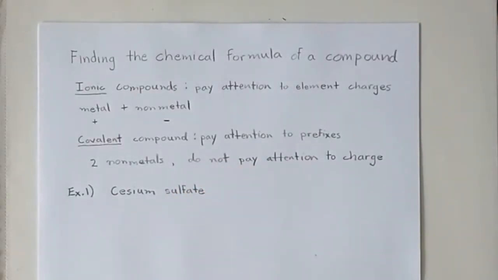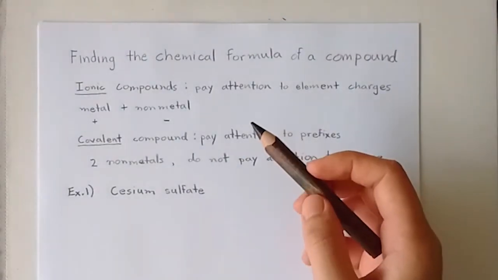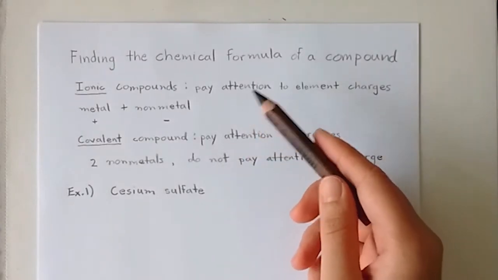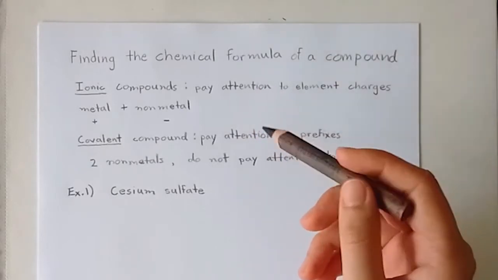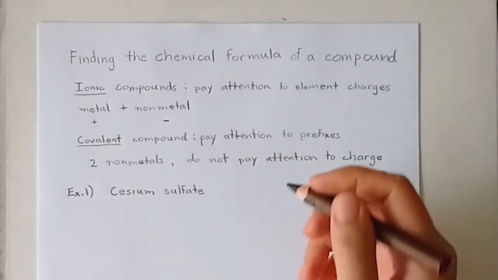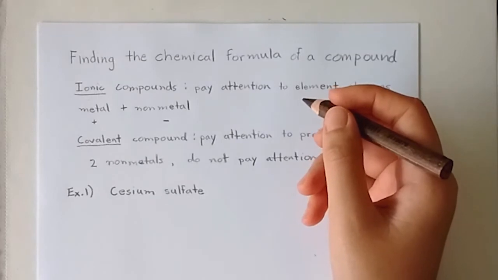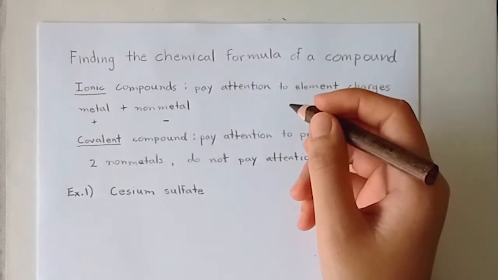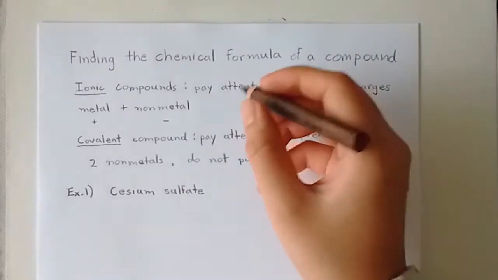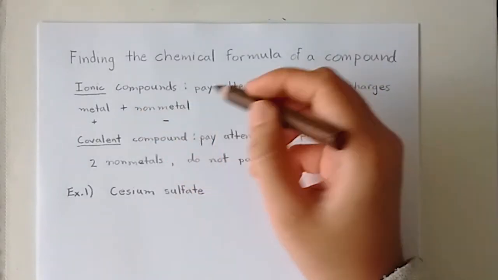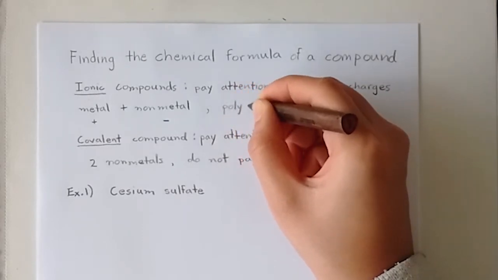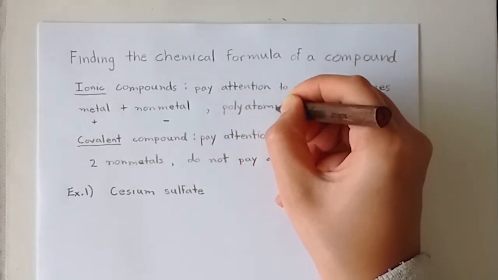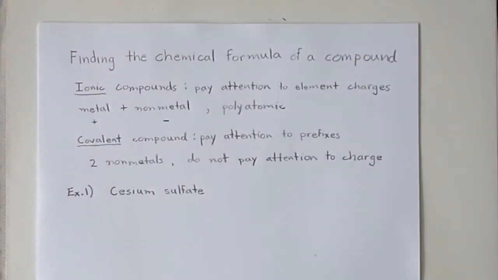Now, I have mentioned in another video that ionic compounds can also be made up of a polyatomic ion and a nonmetal, or a polyatomic ion and a metal. So in place of either of these, there might be a polyatomic ion. And you would know that by knowing the formula for the polyatomic ions.